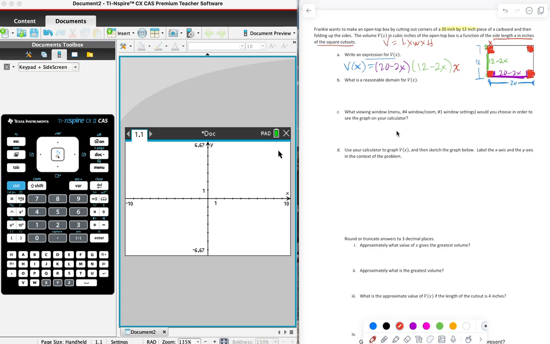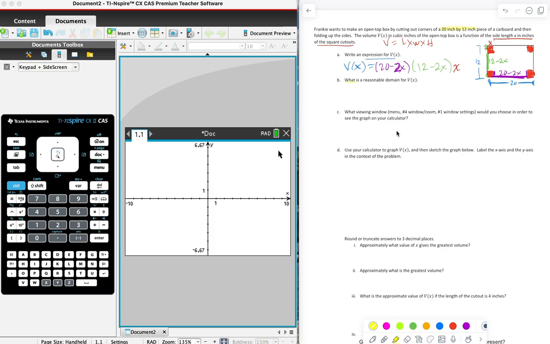So you should have done this in class. This is a review, but ask your teacher if this doesn't make sense. If creating this equation doesn't make sense, then you should go ahead and ask your teacher for more clarification in person, because it's kind of hard to show you this without the box right in front of us. Okay, so from there, we want to find a reasonable domain.